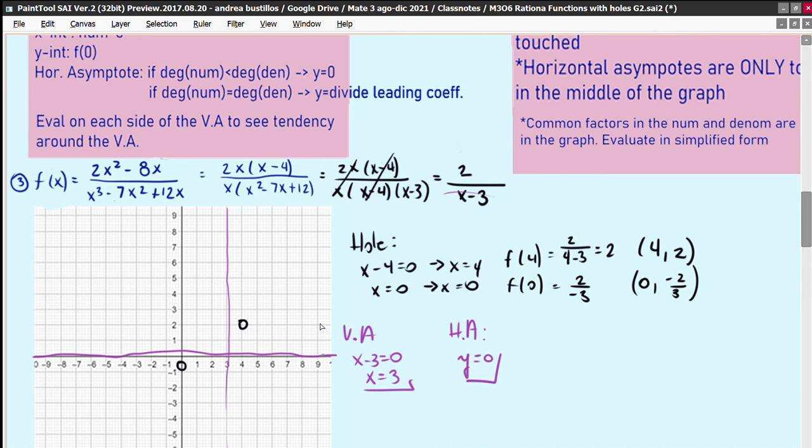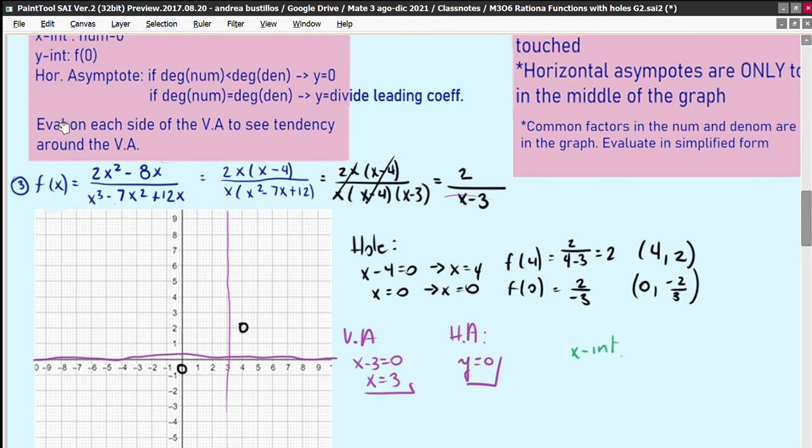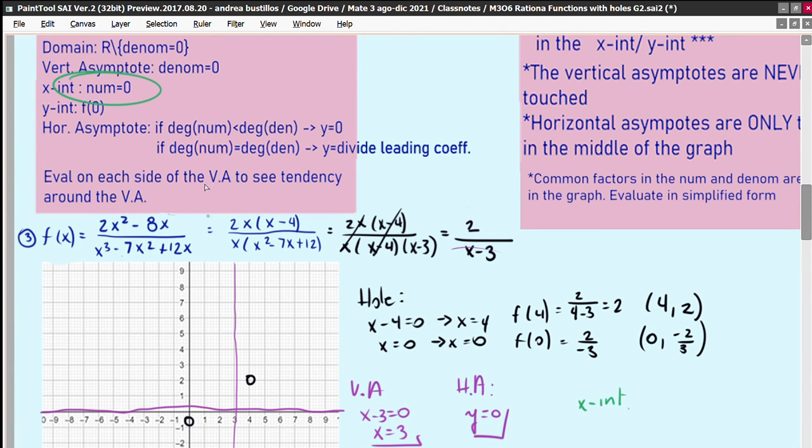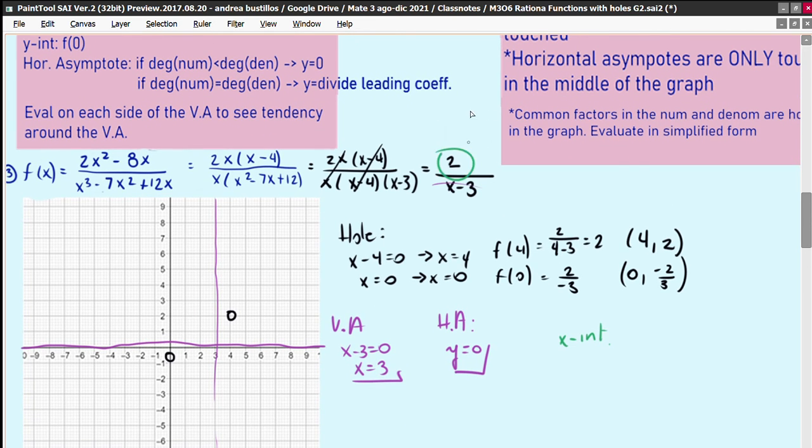Now, to find the x-intercept and y-intercept, we do the following. To find the x-intercept, remember that that is found by identifying the numerator and finding the zeros of that polynomial. But remember, when your numerator is a constant, we do not have x-intercepts, because this would mean we have to do something like this: numerator equated to 0, and 2 clearly is not the same as 0. So that is why we do not have an x-intercept.